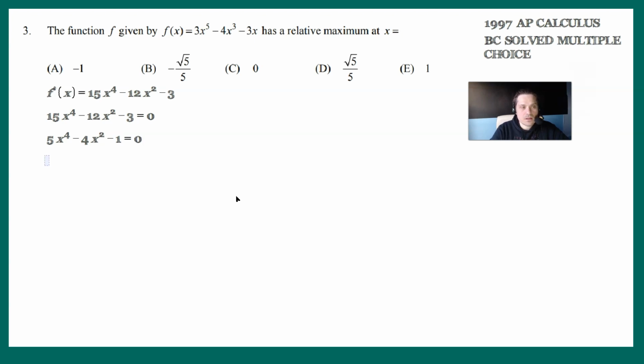Now we just have to solve this equation, so you can do it by doing the following. 5x to the fourth minus 5x squared plus 1x squared. So I've rewritten the middle term as negative 5x squared plus 1x squared. 5x to the fourth and negative 5x squared.